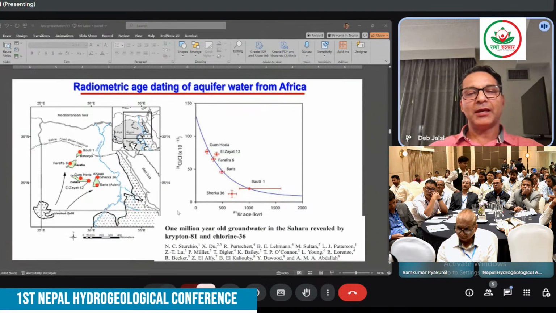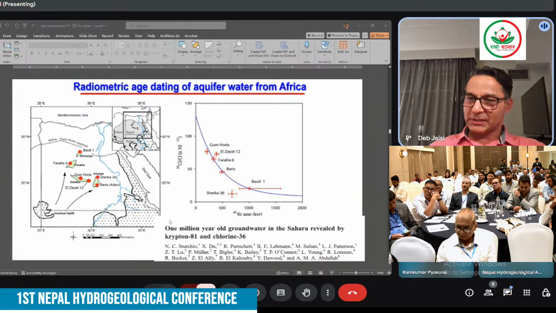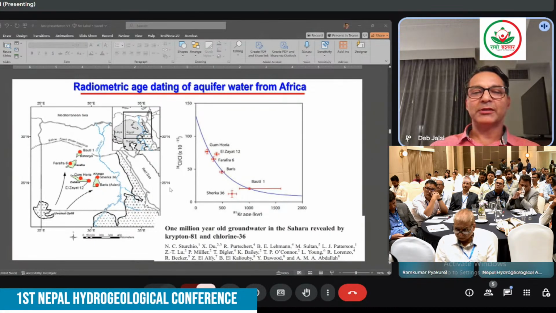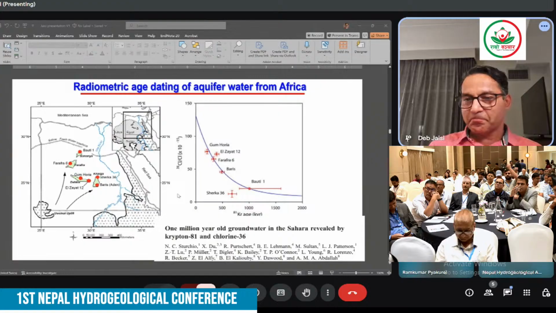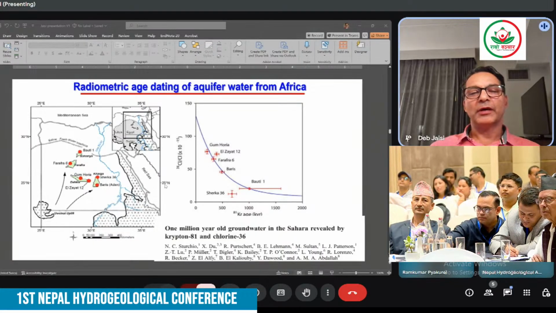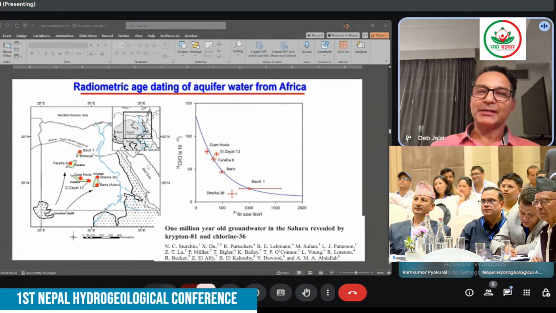Okay. So here I'm showing radiometric dating using krypton 81 and chlorine 36. This is not the Cape Cod aquifer I mentioned, but using those very rare radioisotopes, we can date the aquifer material as old as more than 1,000,000 years, as you can see here. This is a kilo year, so this is 1,000,000 years. We can go as old as millions of years old.